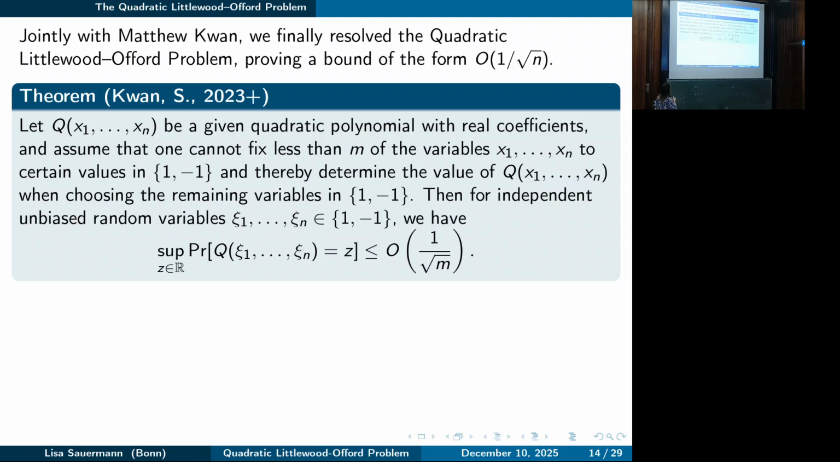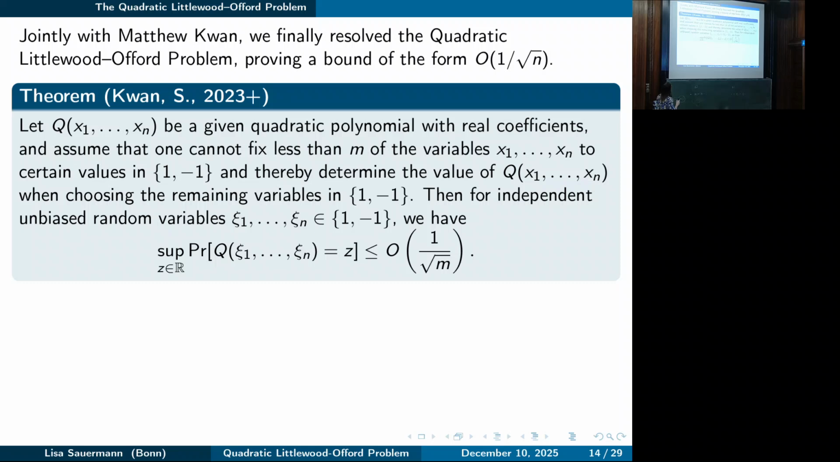The statement is: you have a quadratic polynomial with real coefficients, with the assumption that we cannot fix fewer than m of these variables to certain values in minus 1, 1 in such a way that it already completely determines the value of the polynomial. That was the first assumption we talked about, the one we really need, the weakest of the possible assumptions, therefore leading to the strongest statement. So we assume that we can't fix few variables to determine the value of the polynomial when we choose the remaining variables in minus 1, 1.